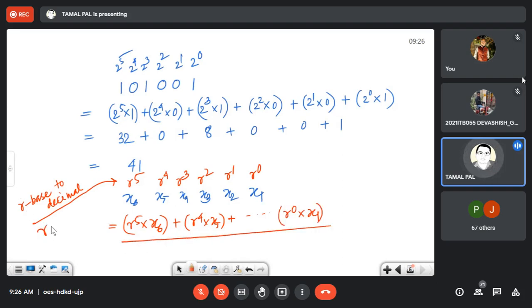Here r is equal to 2. In our example, we have used r is equal to 2. So if your number is in decimal or other than decimal, that means if it is octal, hexadecimal, or any other arbitrary base, if you know what the base is, then you can very easily convert the number into decimal.